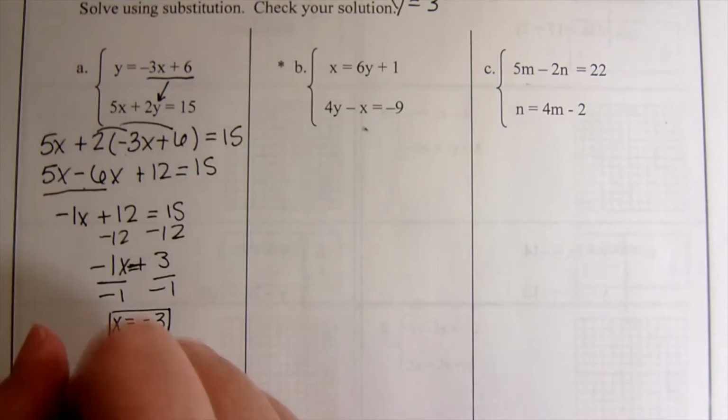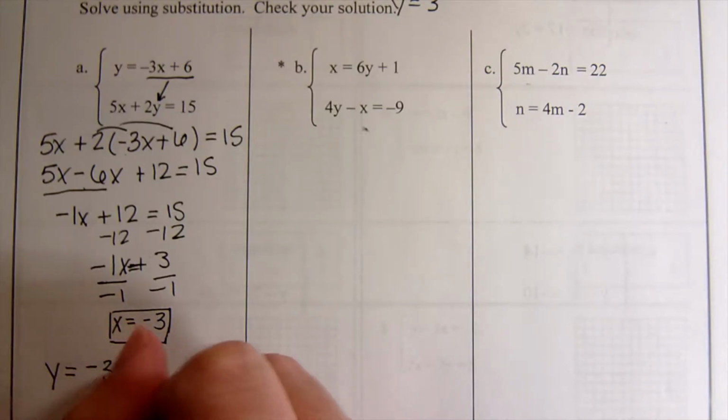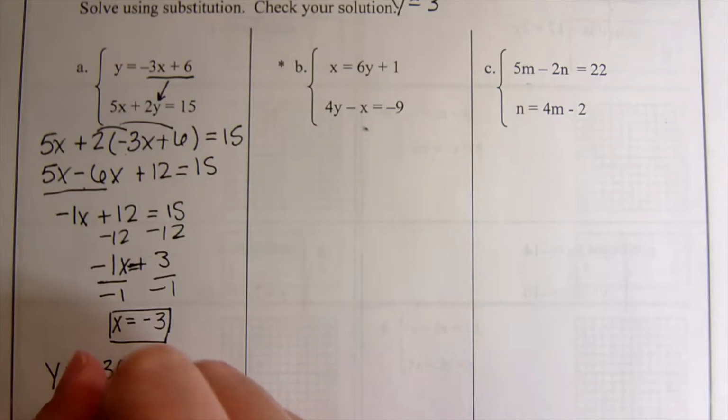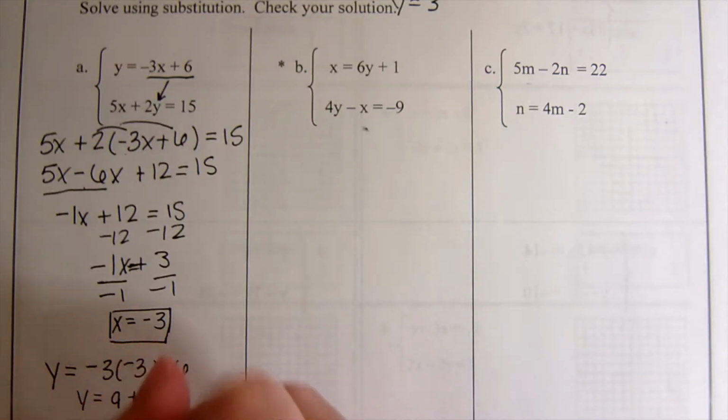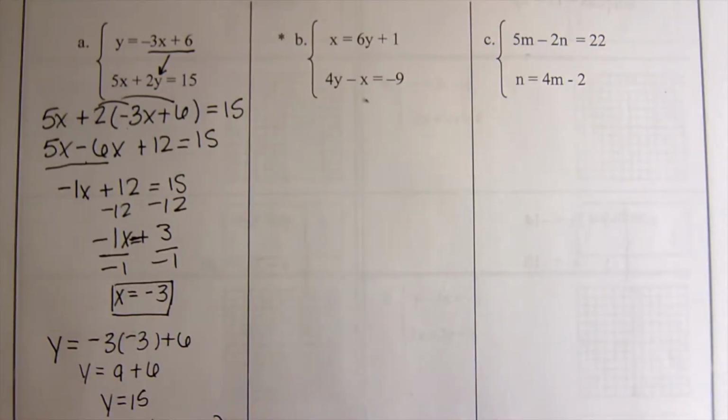Plug that back into one of the equations. So, y equals negative 3 times negative 3 plus 6. So y equals positive 9 plus 6, which is 15. So you should have negative 3, 15. Raise your hand if you got that right.